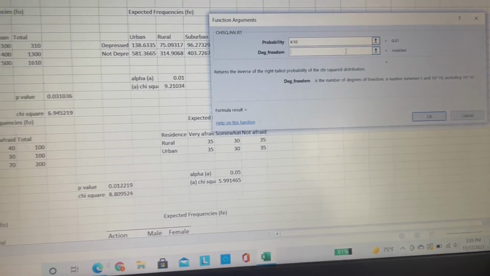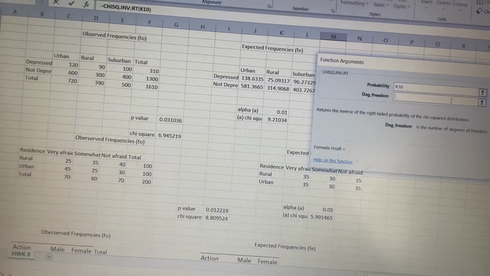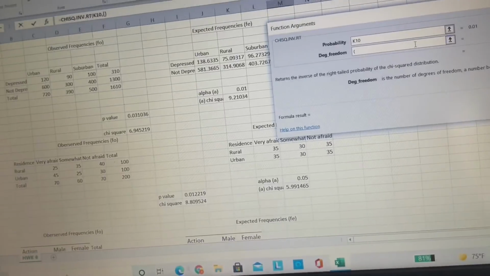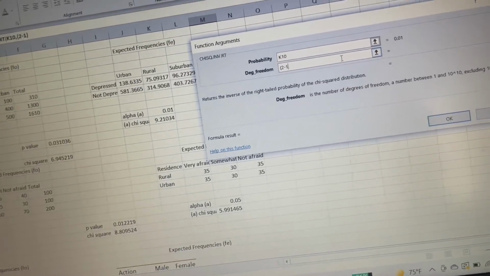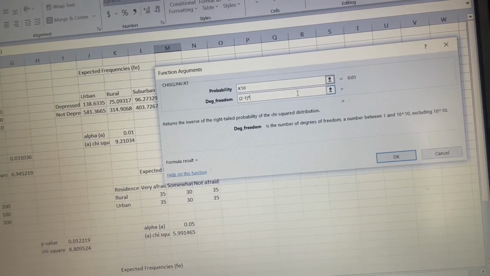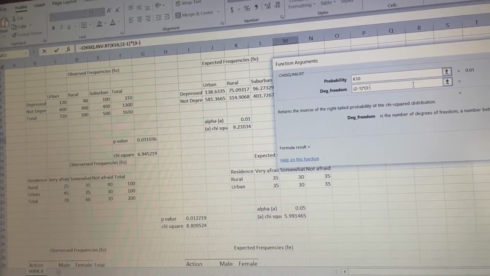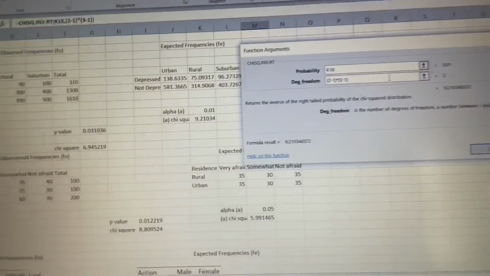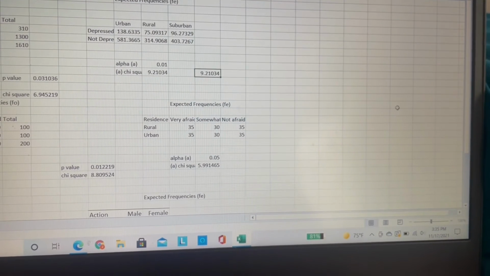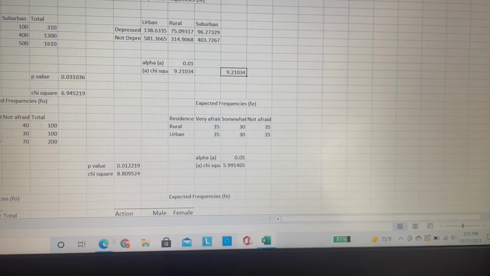Enter. Degrees of freedom, as we did before, was 2. Here, I'll do it for you again. It was the rows, which is 2 minus 1, multiplied by the columns, which is 3 columns minus 1, and the answer is 2. And you hit calculate, boom. That's the critical chi-square value.